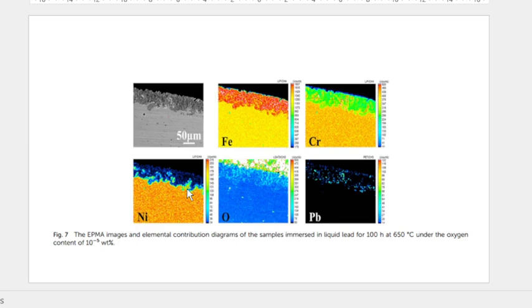This is the EPMA image analysis in lead for 100 hours at 650 degrees C in the 10 to minus 5 weight percent. As we can see here, oxygen, chromium dissolve, nickel also, and iron same. And we can see ingression of Pb on the surface.